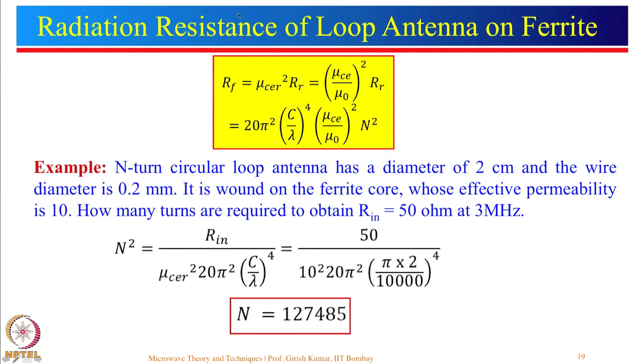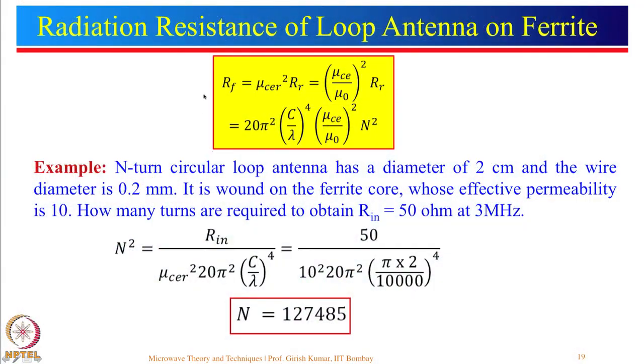Now the radiation resistance of a loop antenna can be further increased if it is wrapped on a ferrite rod. So you take a ferrite rod and you wrap the wire around this particular ferrite rod, then RR increases by a square of this particular factor over here, which is actually the effective permeability of the ferrite element.